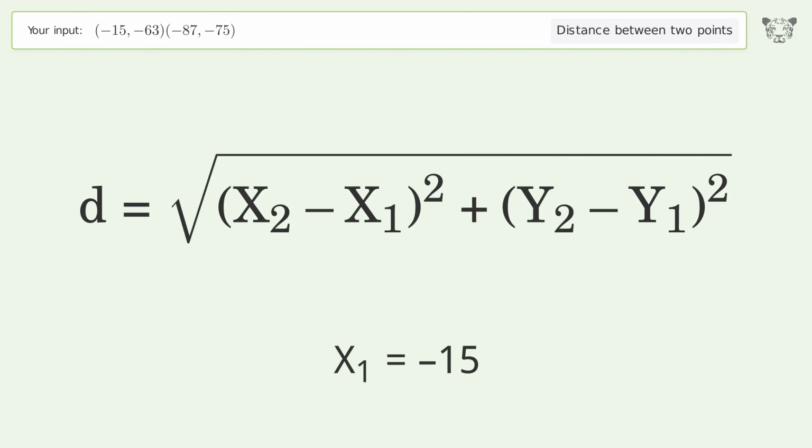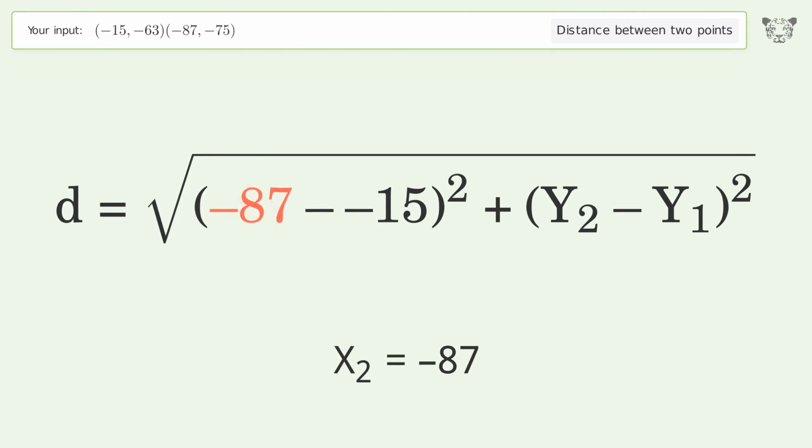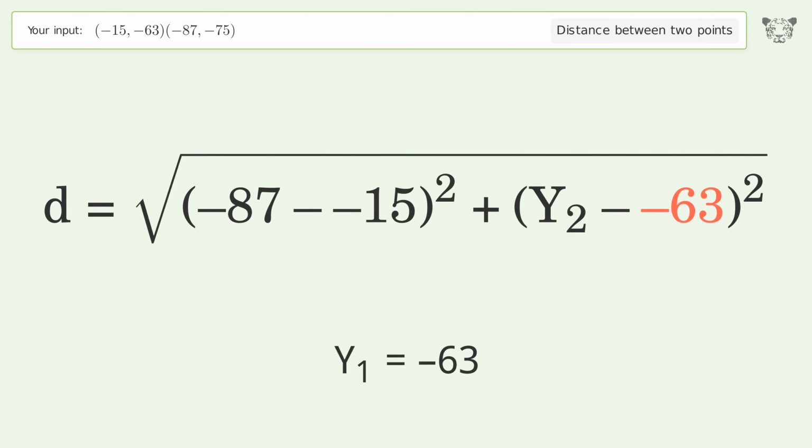x1 equals -15. x2 equals -87. y1 equals -63. y2 equals -75.